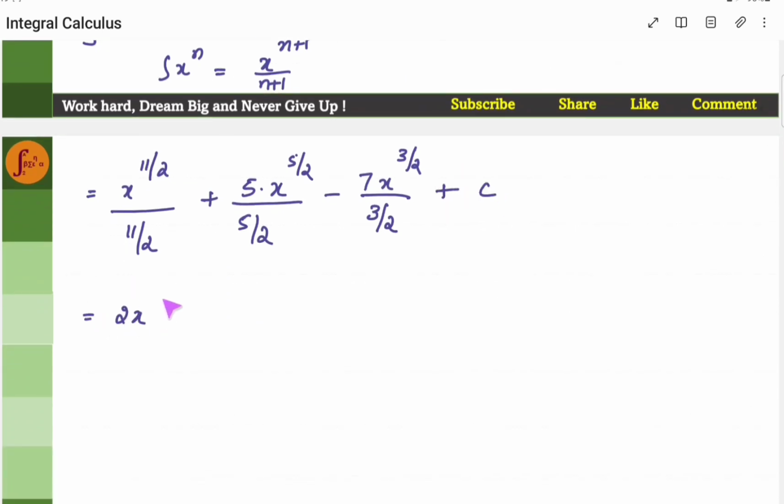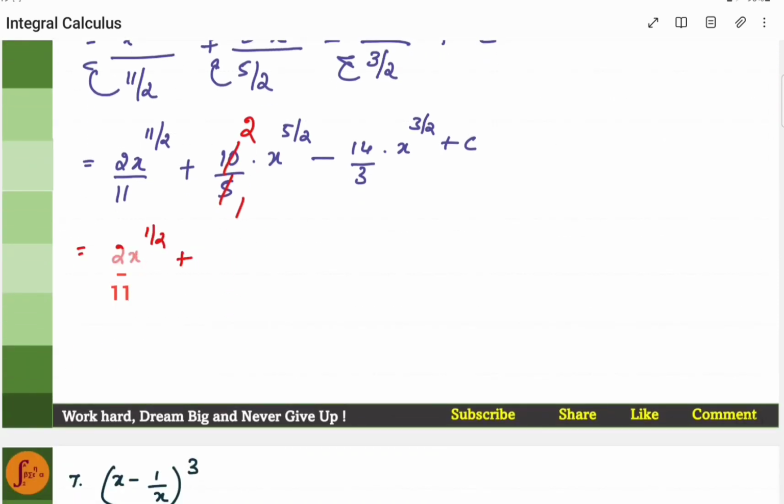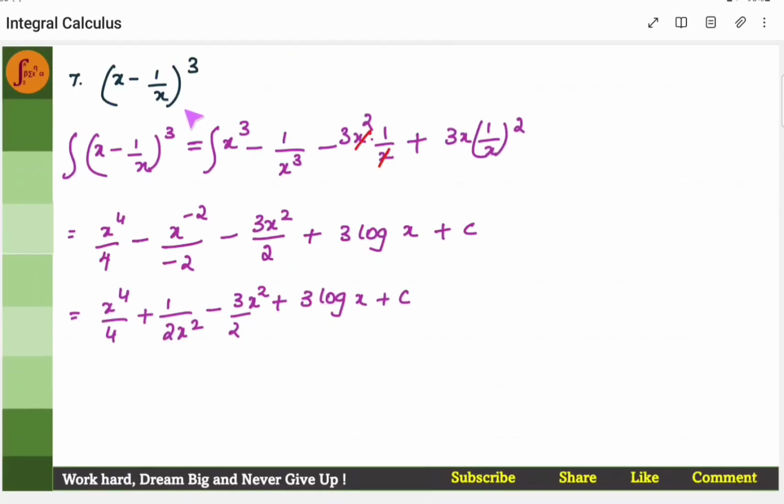So this is going to be 2x. I'll take everything on top. So it's going to be 2x to the power 11 by 2 by 11 plus 2 5s are 10 by 5 into x to the power 5 by 2 minus 14 by 3 into x to the power 3 by 2 plus c. Here I can further cancel this. So I'll get 2x to the power half plus 2x to the power 5 by 2 minus 14 by 3 into x to the power 3 by 2 plus c. This is the answer.